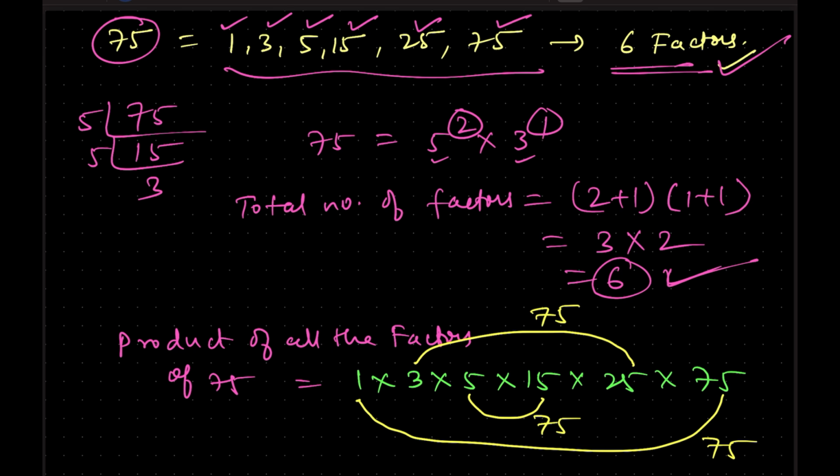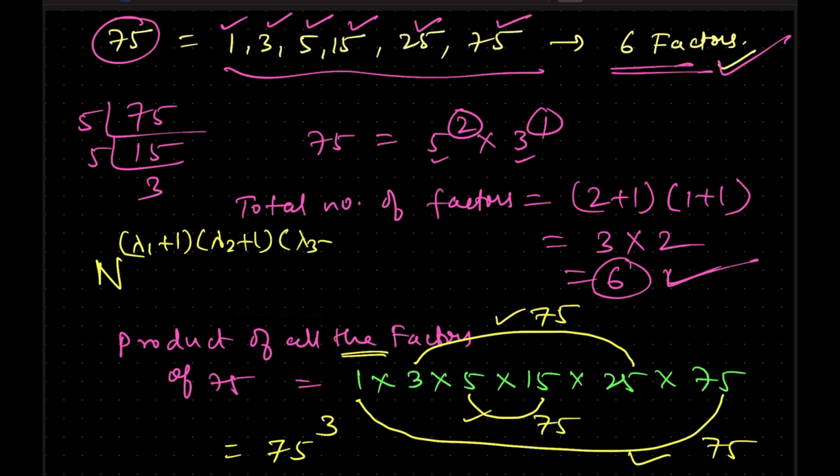So the value will be 75 to the power of the total number of factors divided by 2. We are pairing, and we get 3 pairs. So the power 3 means the total number of factors, which you get by this formula, (lambda 1 plus 1)(lambda 2 plus 1)(lambda 3 plus 1), divided by 2 in power form. N is the number itself.